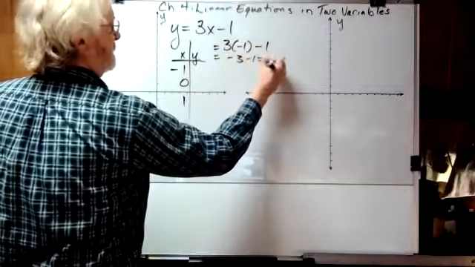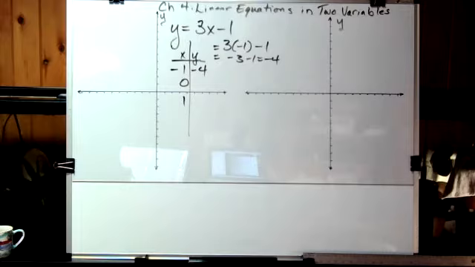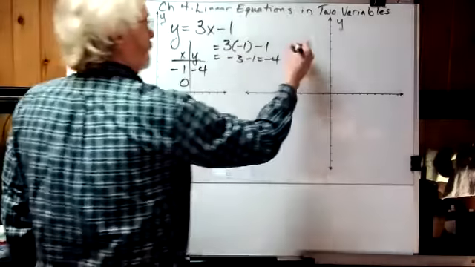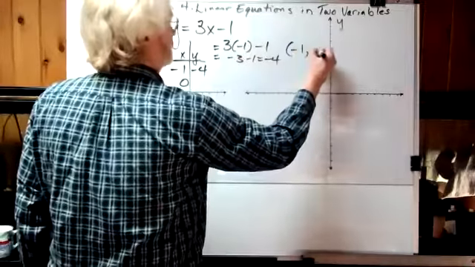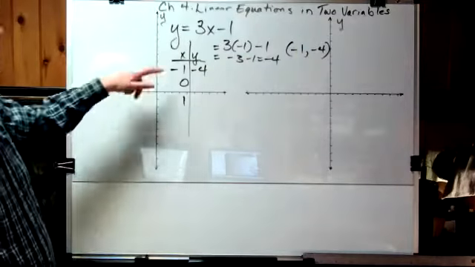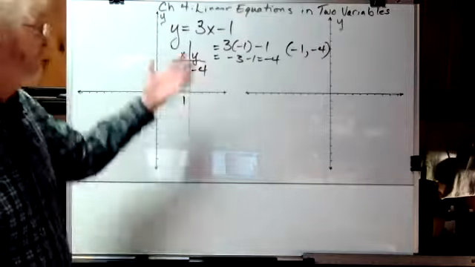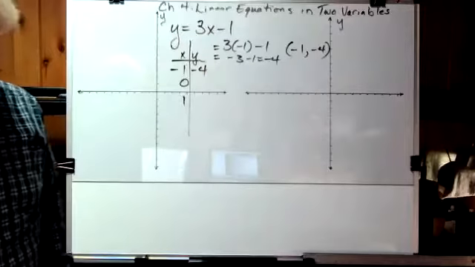-3 minus 1, that means the y that goes with it is a -4. There is one ordered pair that is a solution to this equation. I figured it out by saying if x is this, what does the y have to be? You just put it in there and see what the y comes out to be.